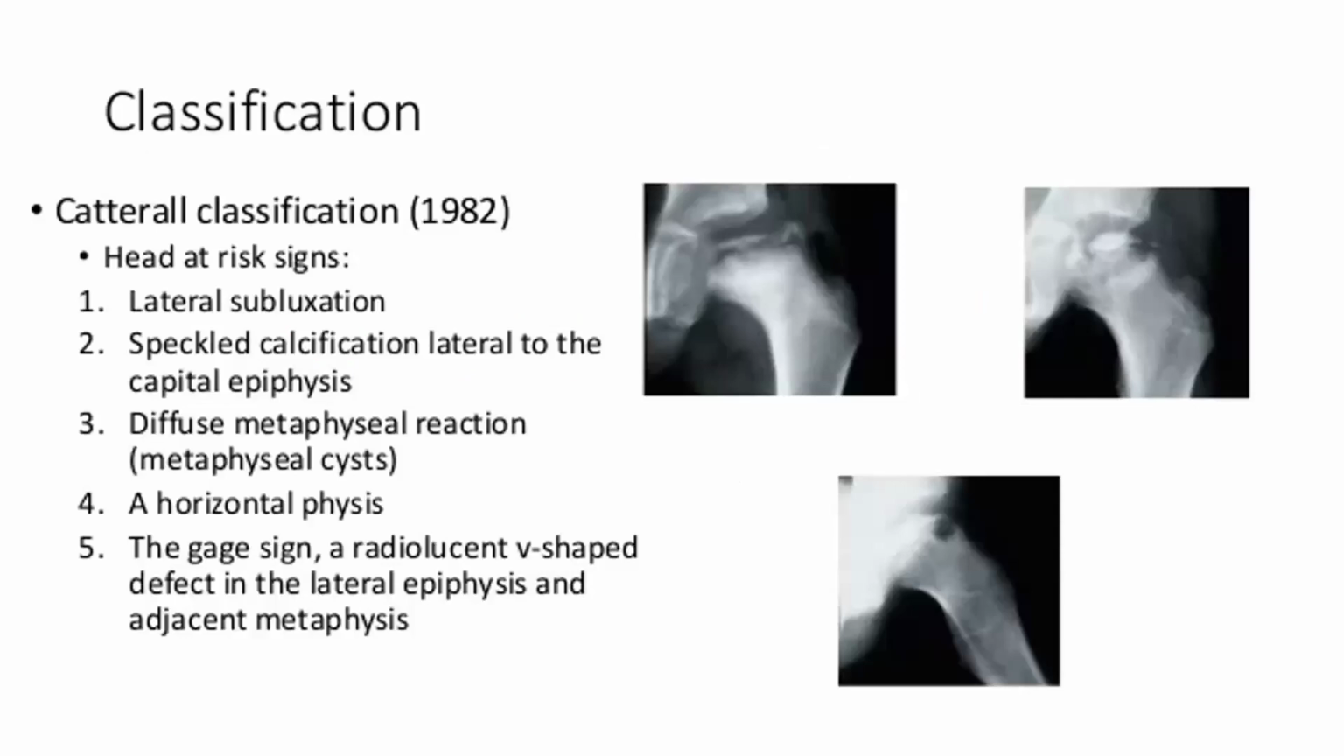A bit about the Catterall classification. You have to know the head at risk signs. You have to know what the Catterall classification is. The Catterall classification classes them into 4 types.